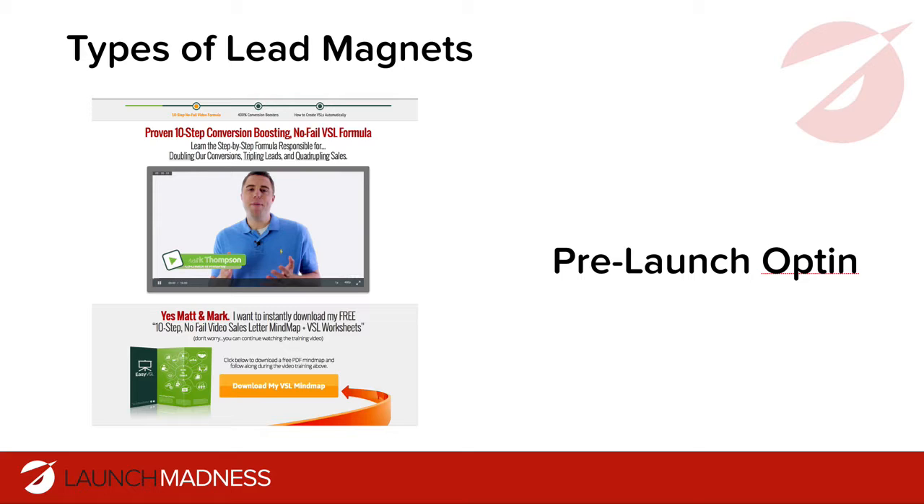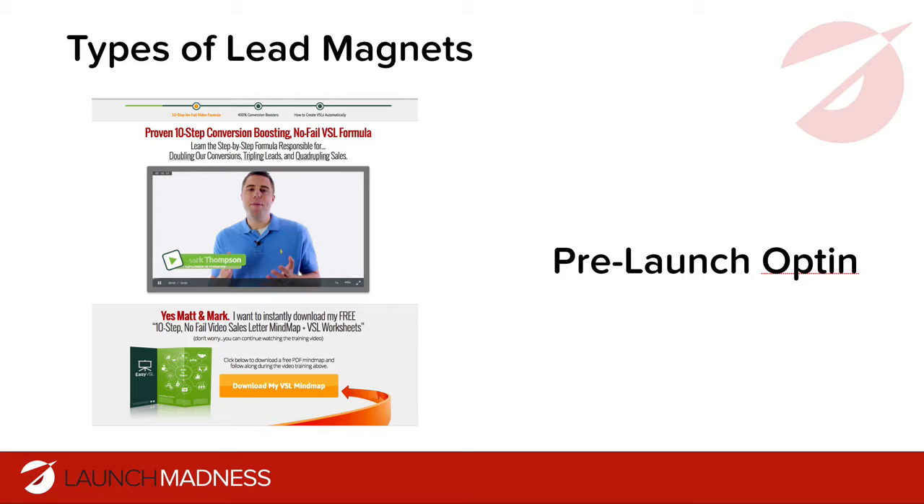I personally like to show them the video without making them opt in. And if the video is high quality and it delivers a lot of value, then have something else that they can get underneath the video where they can opt in, right? So we have this 10-step no-fail VSL mind map. I talk about it during the video and explain what it is. Now they can take away this mind map PDF that they can print out and follow along with when they go and create their own video sales letters. But you can do it either way.